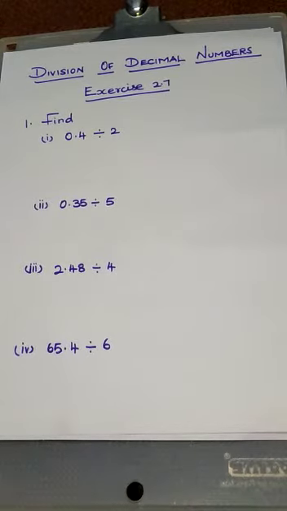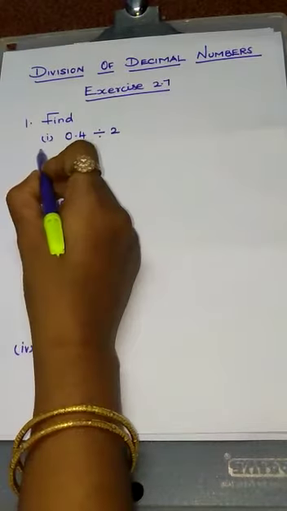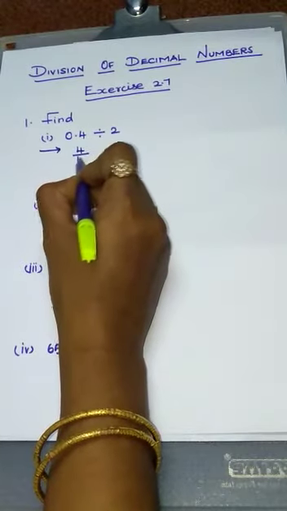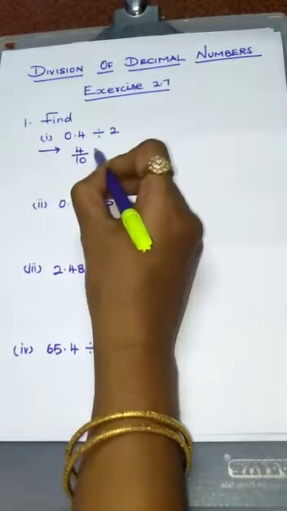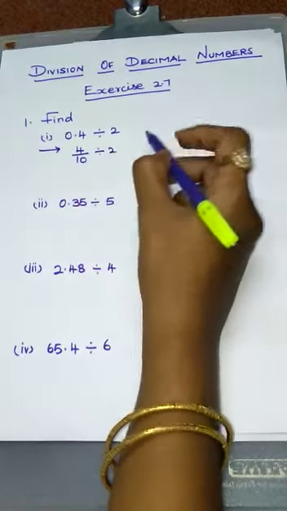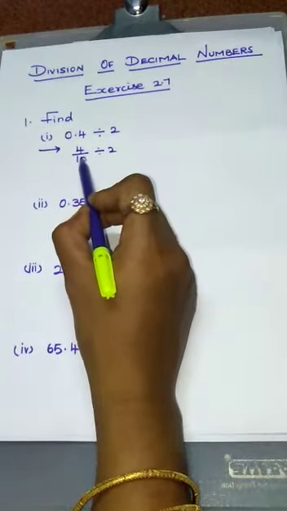The first problem, find 0.4 divided by 2. Actually, we are going to divide the decimal number using the whole number. How can we write the value 0.4? We have to write the number 0.4 like 4 by 10. Okay. Actually, what is the question? 4 by 10 divided by 2. This is our question.